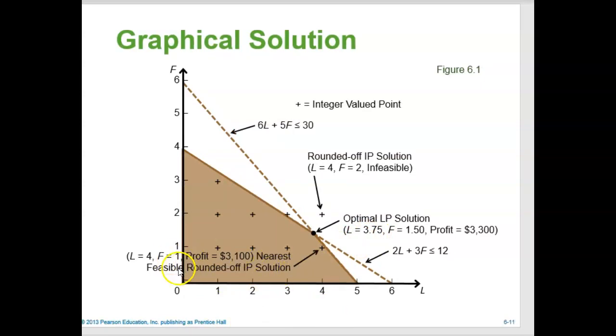So by trying out L equals 4 and F equals 1, and putting it in the objective function, you get a profit of 3,100, whereas in the LP model you were getting a profit of 3,300. This is what I meant by the fact that an IP solution will always be worse than an LP solution. Here you're getting a profit of 3,300, and here you're getting a profit value which is less than that 3,300.